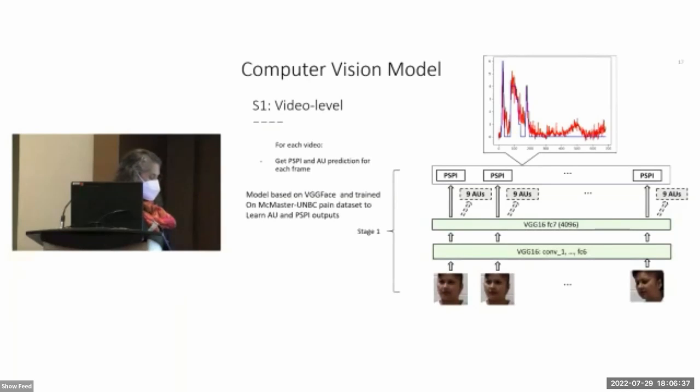And then after taking VGG face and then training the whole model on the McMaster UMBC pain data set to learn the AU and PSPI outputs. Here's just an example of PSPI as coded by a human in the blue, and then the output of the model in red on the McMaster pain data set on a test sample that it wasn't trained on.